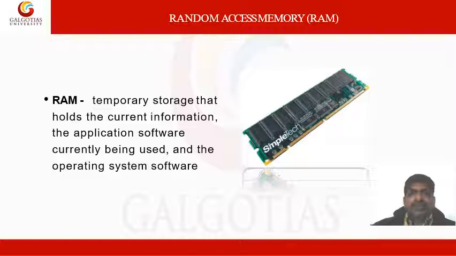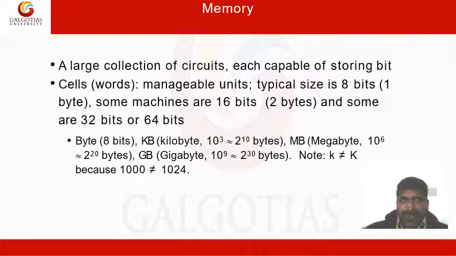So what is meant by RAM? RAM is random access memory. ROM is read-only memory. RAM is random access memory. Random access memory temporarily stores data and holds the current information that the application software currently being used and the operating system software need. This is the RAM.